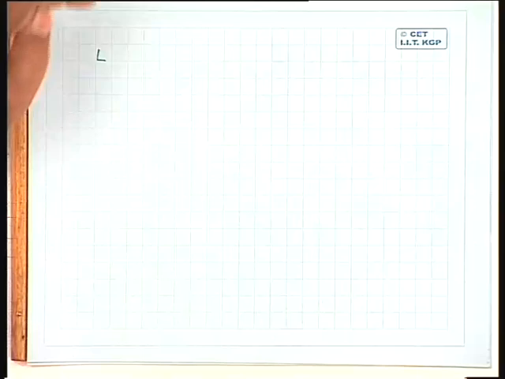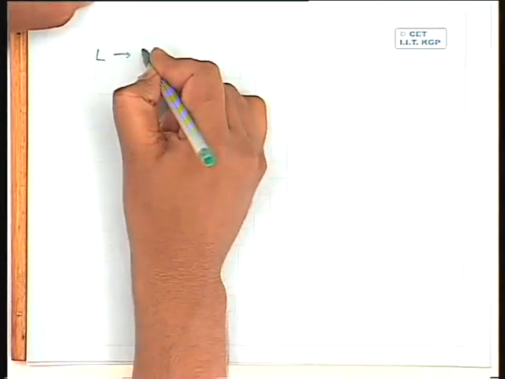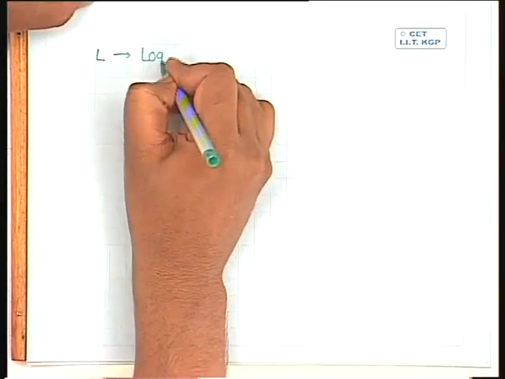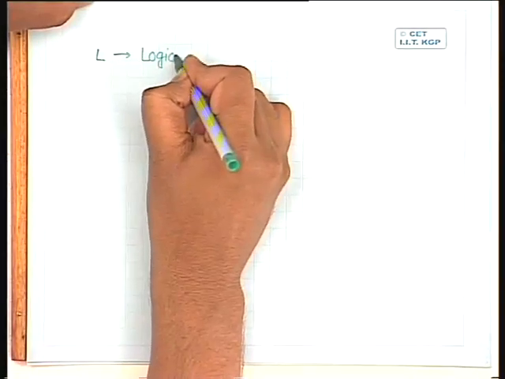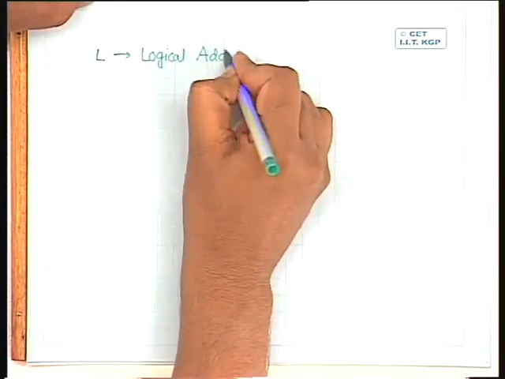Now we have to find out how, from this L, we can convert this logical address L into a two-component address, page number and offset within the page. This L is the logical address which is generated by the CPU during execution of a particular process or a particular program.